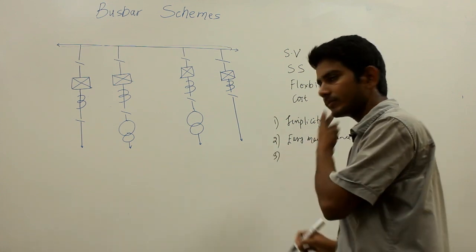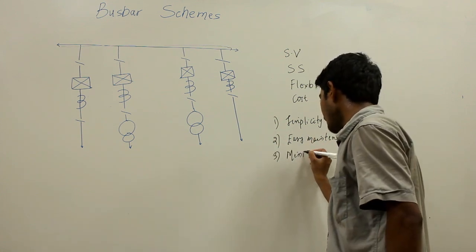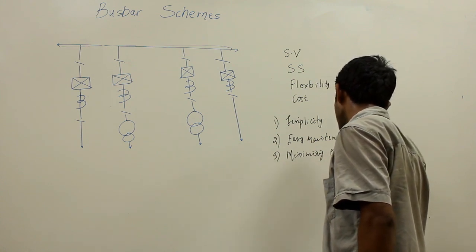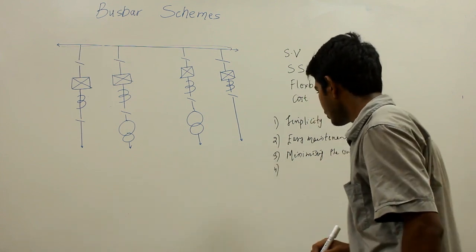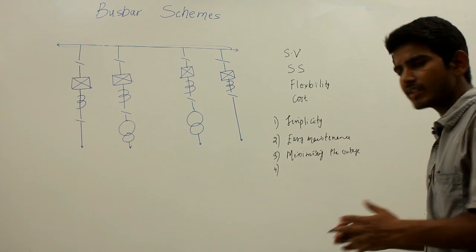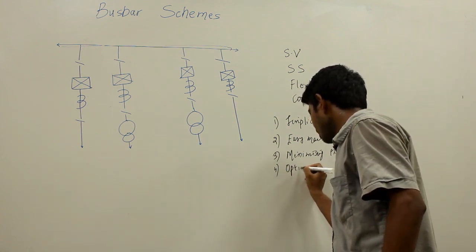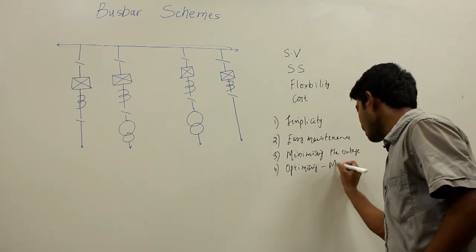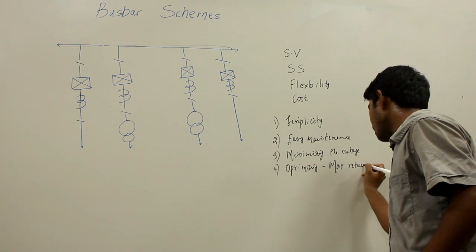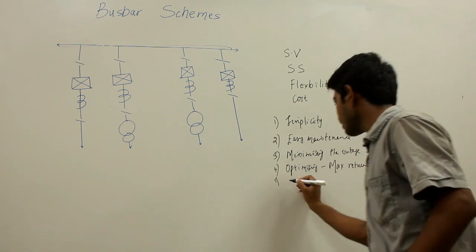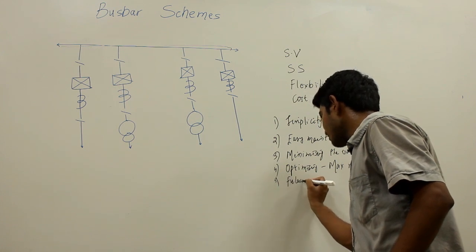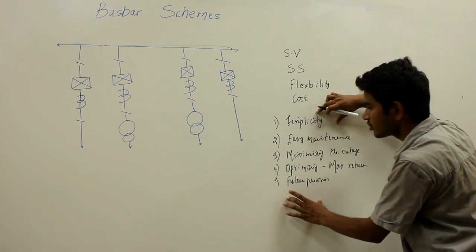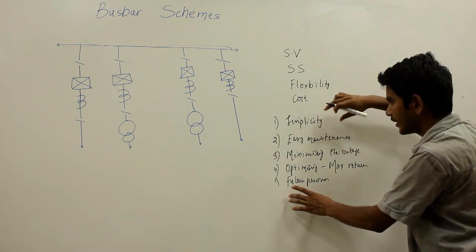It also depends on minimizing the outage during maintenance. It also depends on optimizing the busbar scheme selection so that it gives maximum return from the system. And the fifth criteria you can say is future provision of extension with growth of demand. So these are the five main criteria to be considered while selecting a particular busbar scheme.